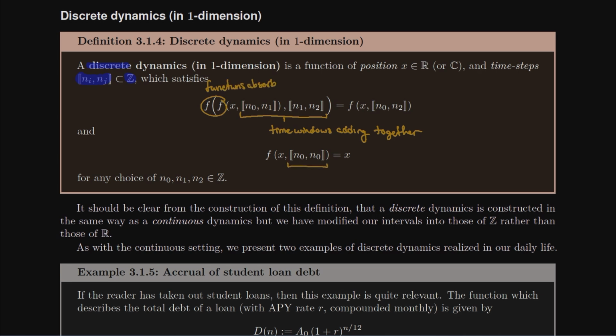And if I look at the function over a degenerate time window, then I don't move at all. So everything stays the same. We're just thinking about now we have the ability to work in discrete steps instead. So let's look at a couple examples of these in discrete time.